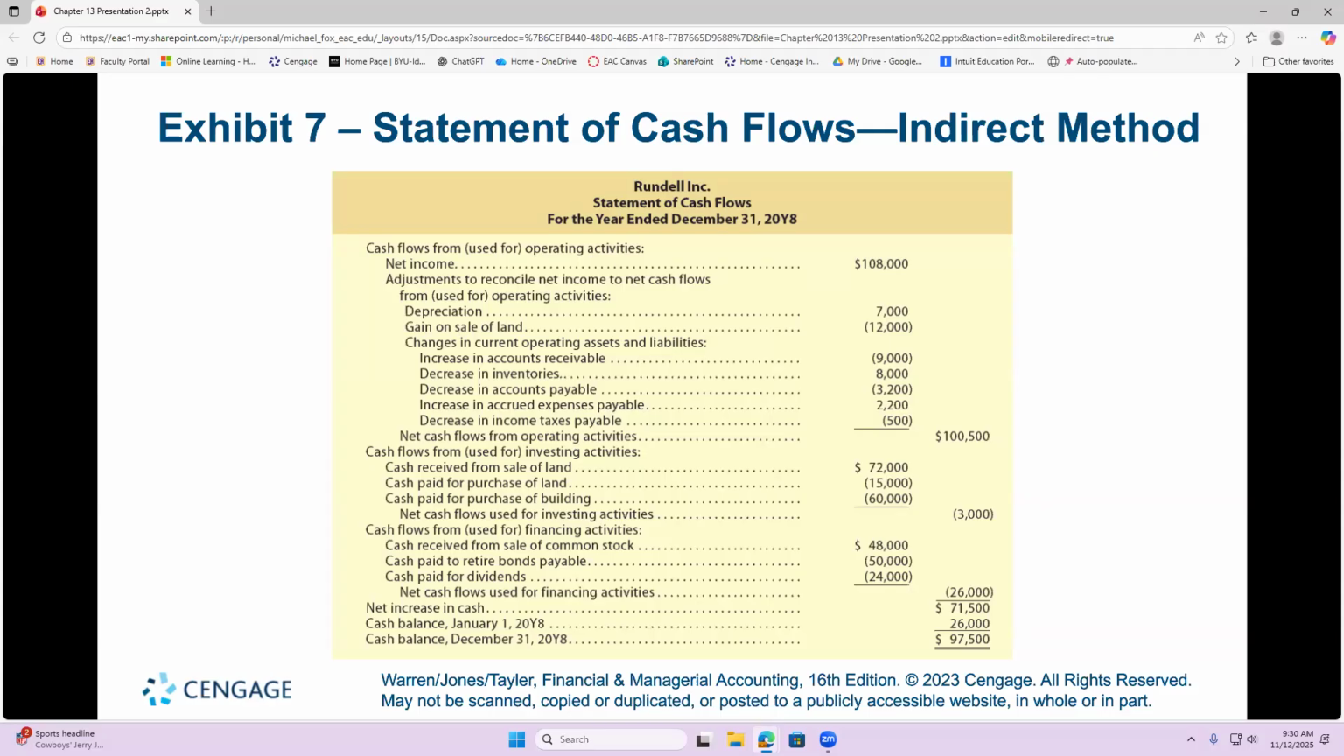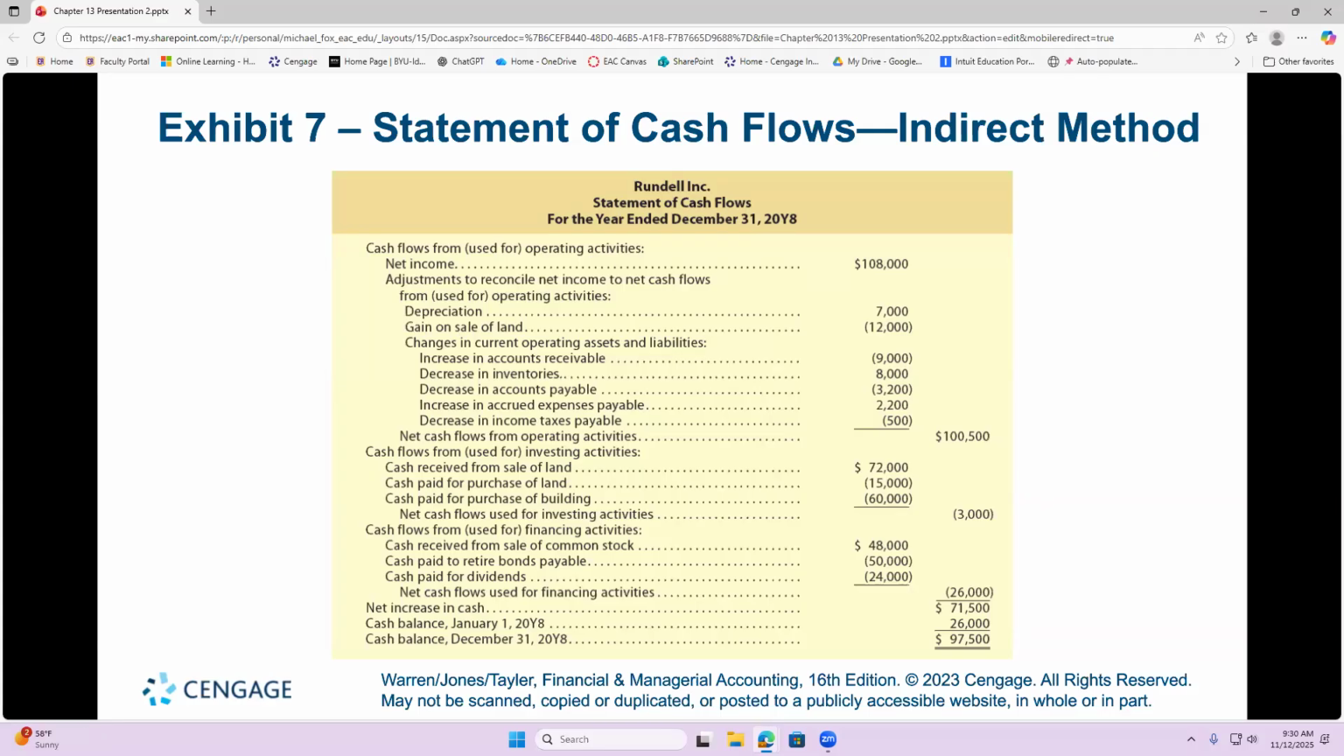And then their cash flow from financing, they received cash from the sale of common stock. They paid cash to retire bonds, meaning they paid off some of that bond debt, and they paid cash for dividends. So they ended up minus 26,000 in cash from these financing activities.